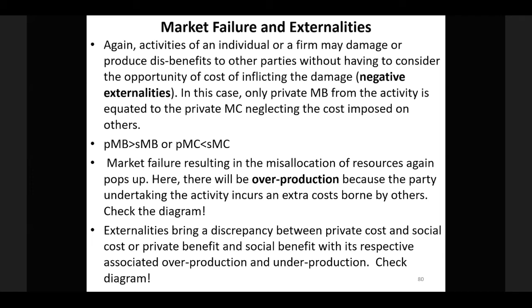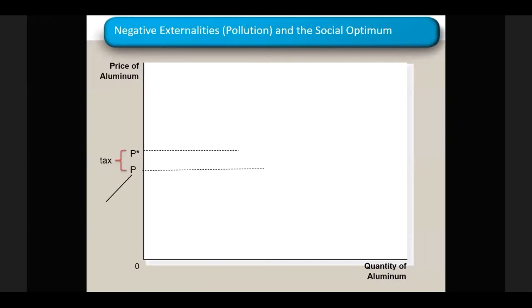So in as much as we have a discrepancy between private costs and social costs, or private benefits and social benefits, there's bound to be this externality problem, and this can lead to overproduction or underproduction. Overproduction when we have negative externalities, and underproduction when we have positive externalities. So let's demonstrate that for negative externality.